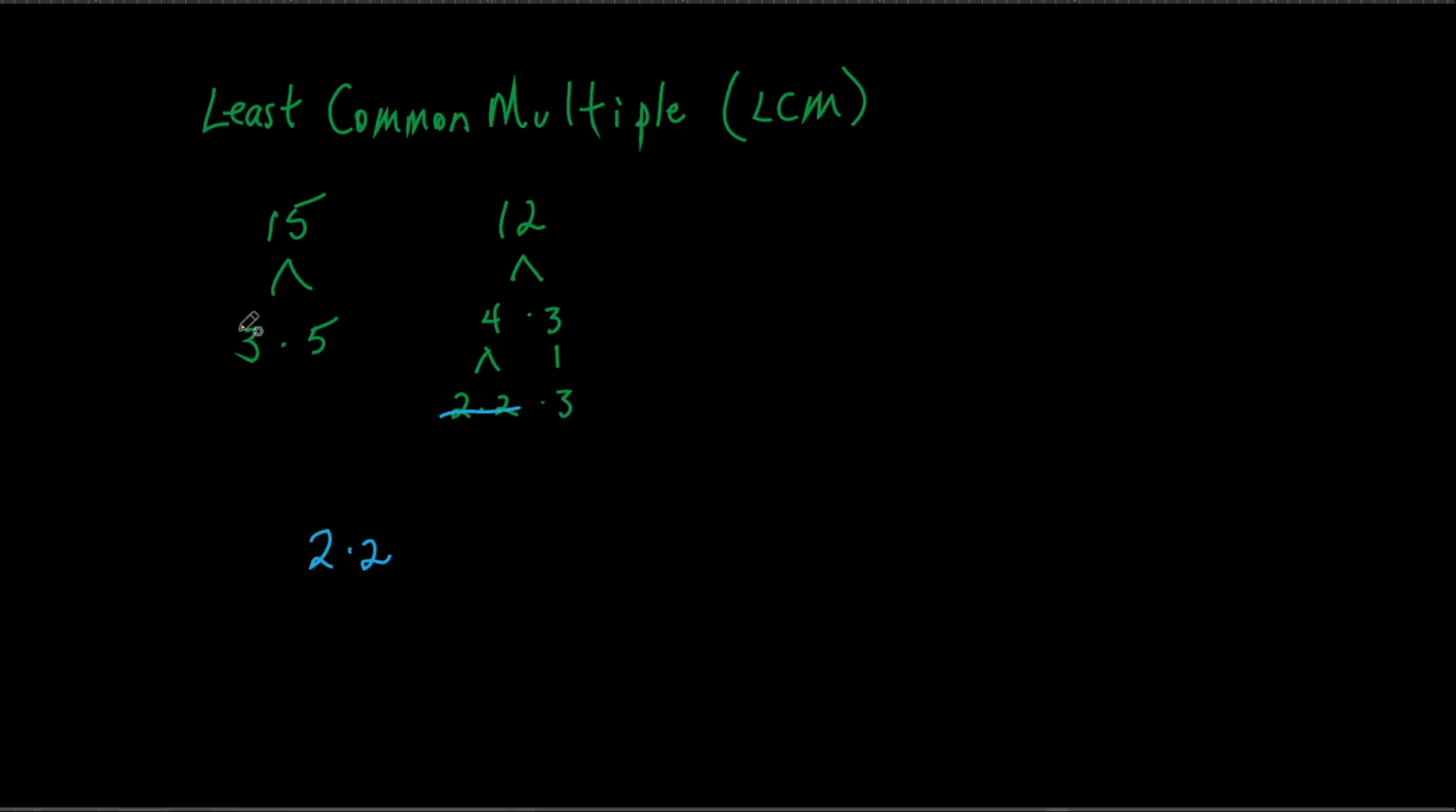Now look, I got a 3 here and a 3 here. If they show up the same number of times, I just take how many times it shows up. So how many times does it show up in either place? Just once, right? So I put a 3 right there. What other number shows up? The 5. Okay, it only shows up one time, so I just put a 5 right there.